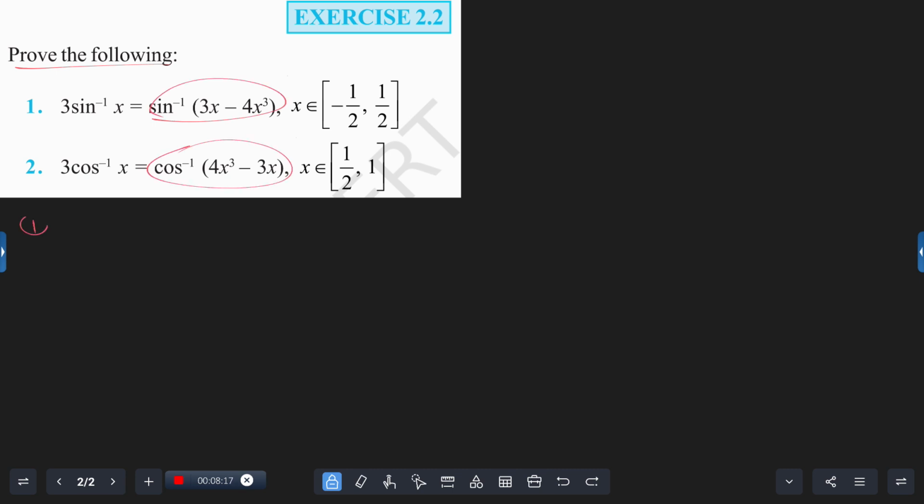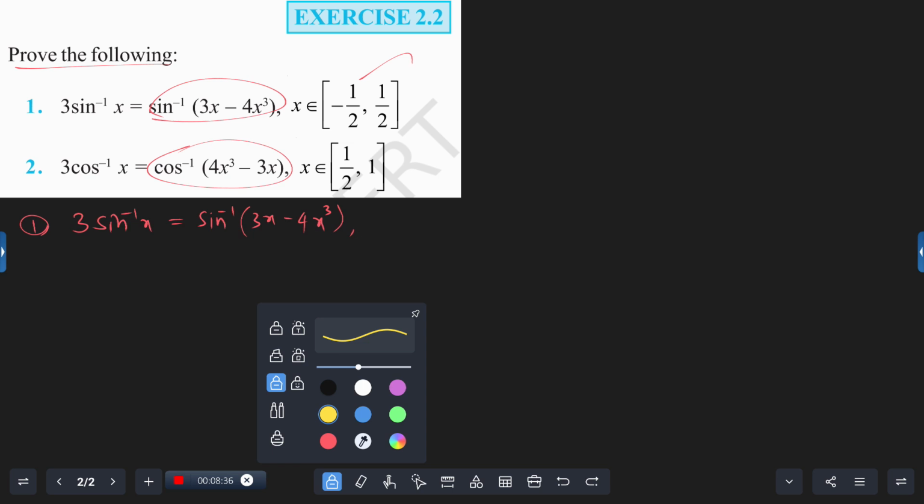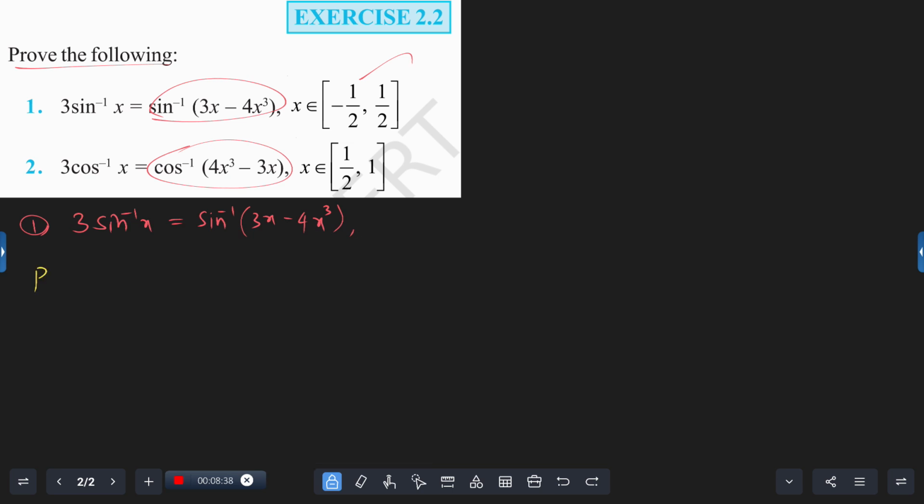So question number 1 in exercise 2.2, what I am going to do: 3 times sine inverse x equal to sine inverse of 3x minus 4x cube is given, and here the domain is given, x belongs to minus 1 by 2 comma plus 1 by 2. Okay, so that we have to solve. First I am taking my right hand side, what I have, sine inverse of 3 times x minus 4 times x cube.